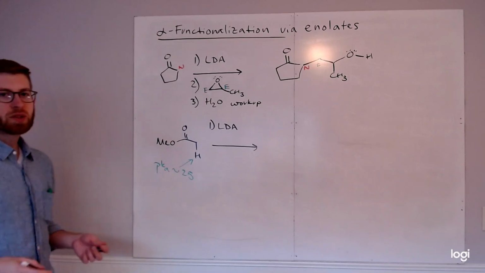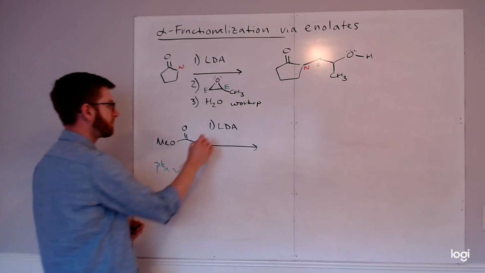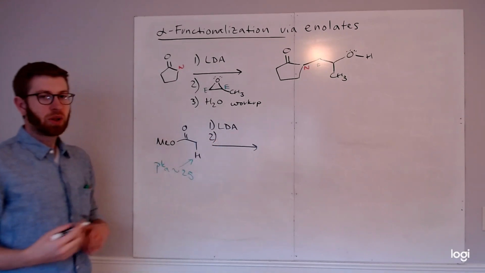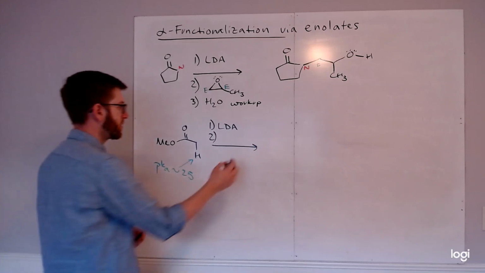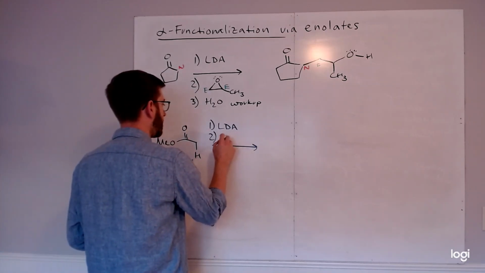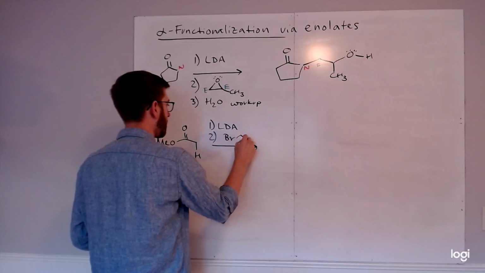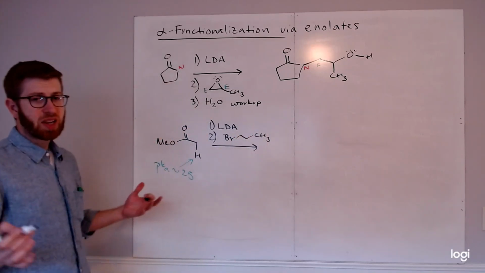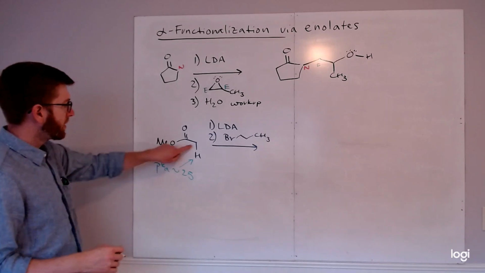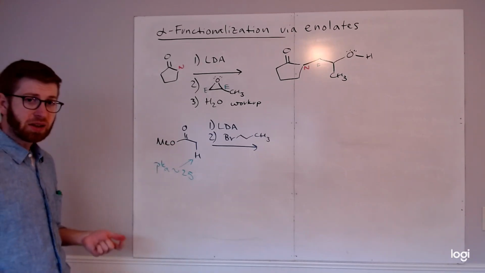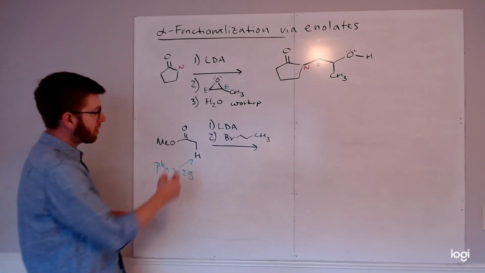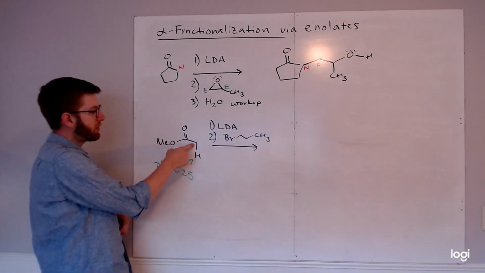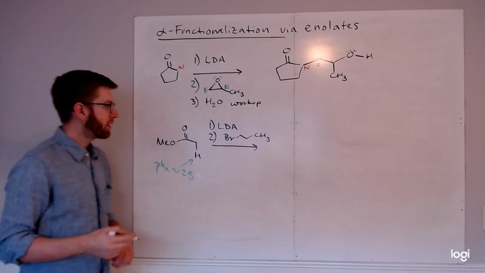And we can treat this with whatever we want. So it could be with alkyl halides, for instance. So maybe I could do propyl bromide. That would work just the same way we did with a ketone. So this alpha carbon will become nucleophilic, and we will make a new carbon-carbon bond between the alpha carbon and the carbon where the halide is.